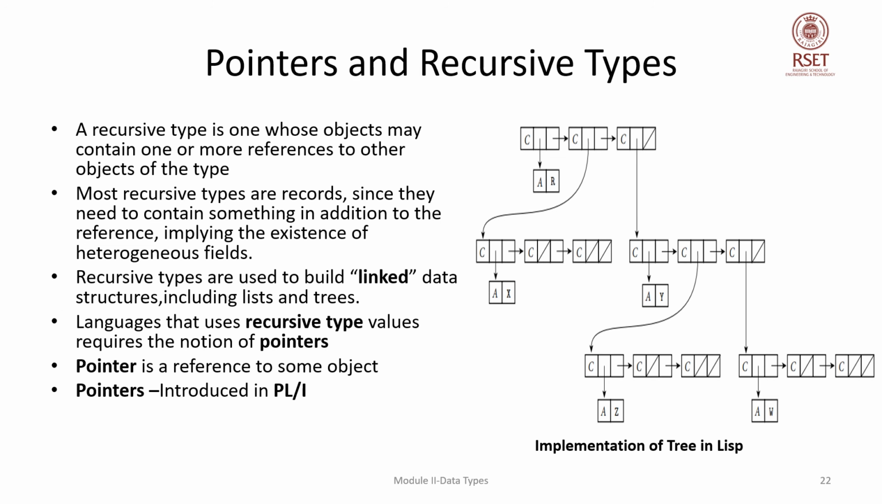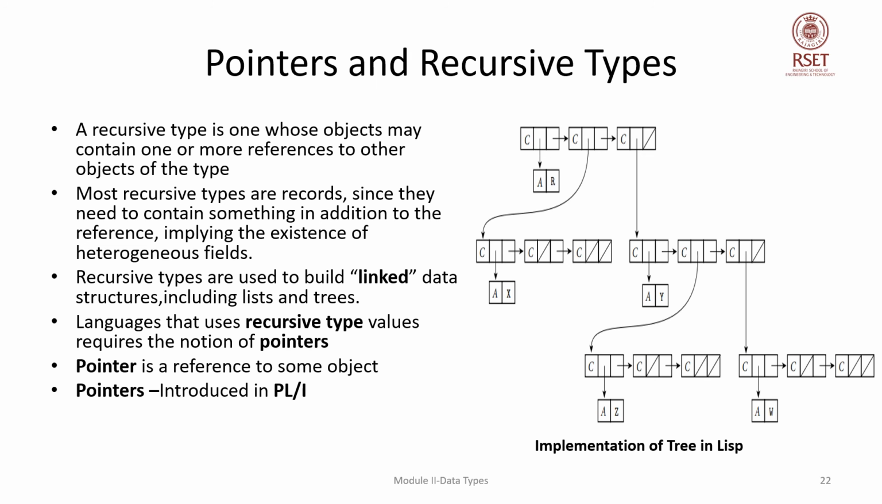Pointers and recursive types. As we all know, pointer is a reference to some object. Okay, and recursive type means it is recursive or it calls itself. That is, it has to point to an object of its own type. So the recursive data type makes use of the concept of pointers to get it implemented.